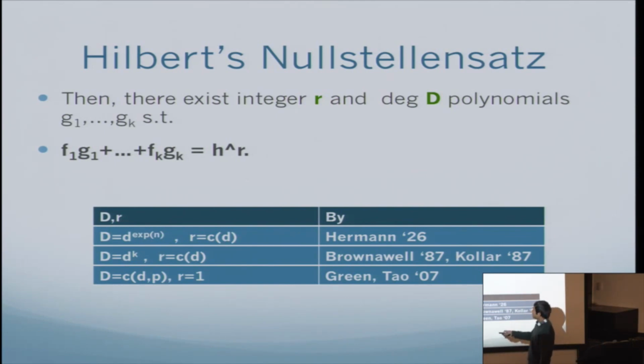So the moment you get r equals 1, you immediately get an ideal membership algorithm. Like, given f1 through fk, tell me if h is in the ideal of the f_i's. So you can get an algorithm that runs in time n to the this, right? Because all these would give you radical membership algorithms.